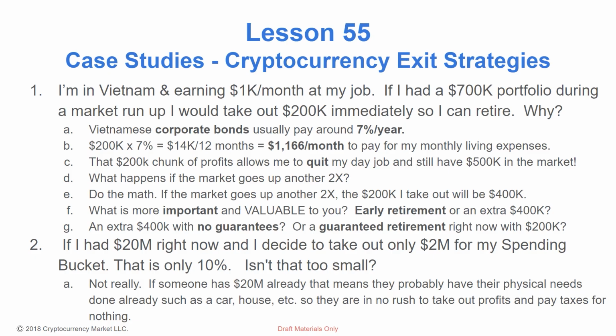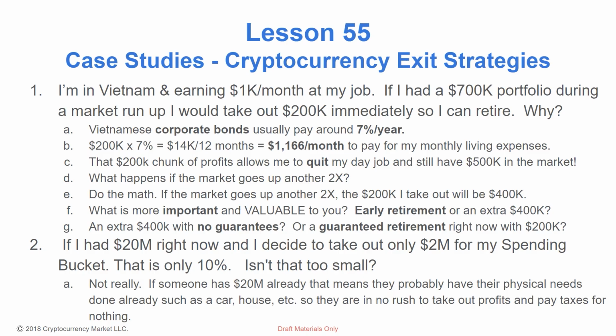And if I divide that by 12 months, that's about $1,166 per month to pay for my monthly living expenses. If I get that much, that is a lot of money in Vietnam. So that $200,000 chunk of profits allows me to quit my day job, and I still have $500,000 in the markets. Now, what happens if the market goes up another 2x?